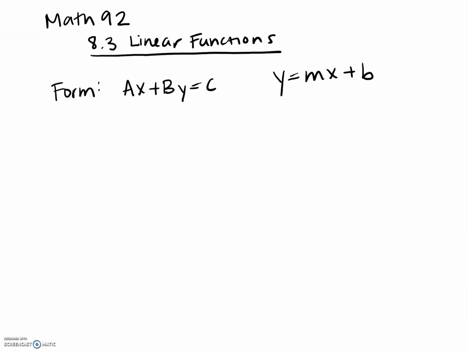This video is going to be covering 8.3, linear functions. Linear functions are functions that can be written in one of the two forms you can see here. Ax plus by is equal to c. This is what we call the standard form of a linear function. And y is equal to mx plus b you may recognize as slope-intercept form.